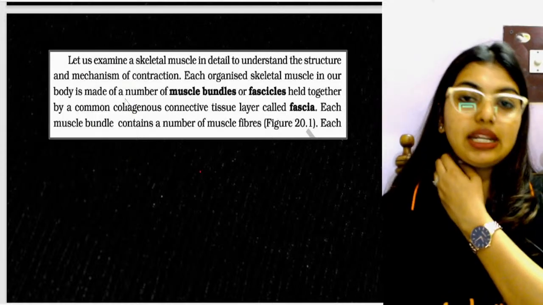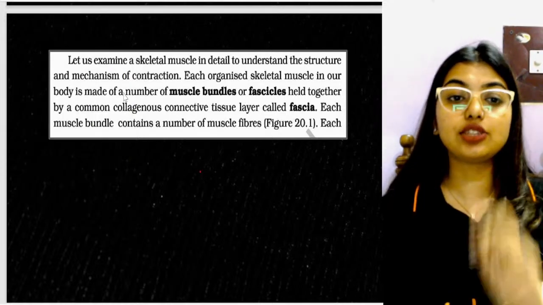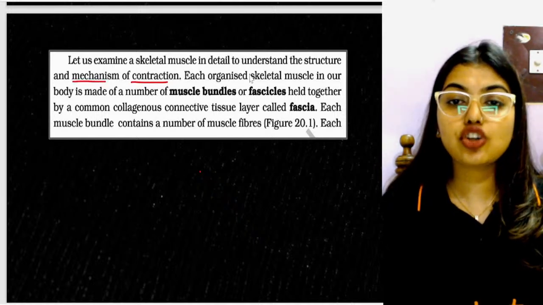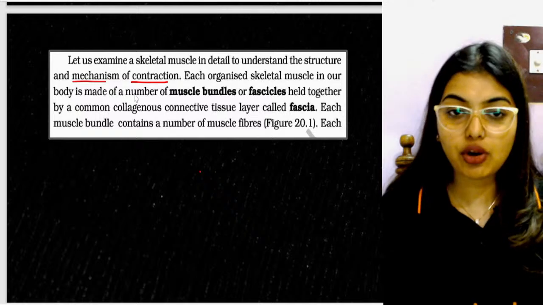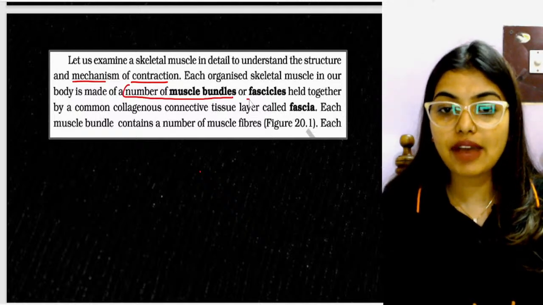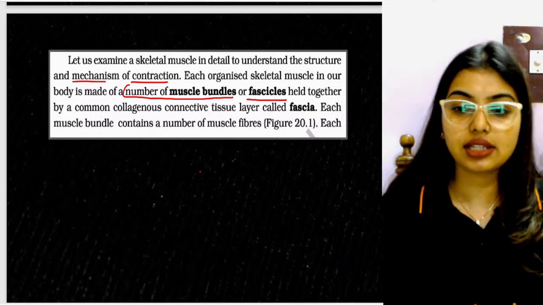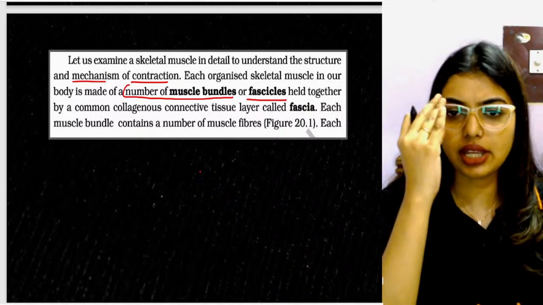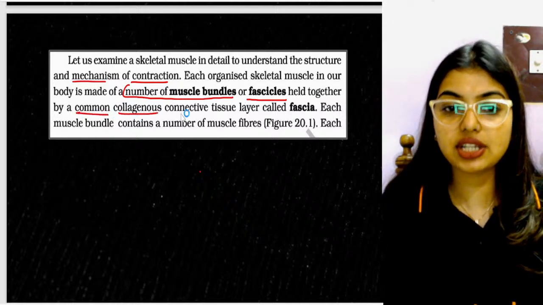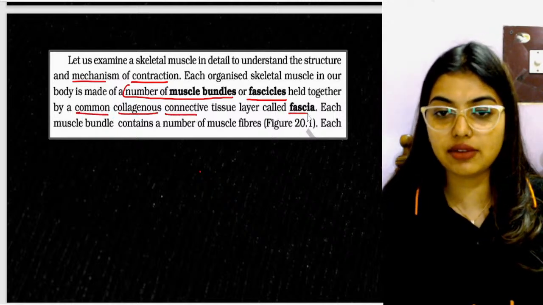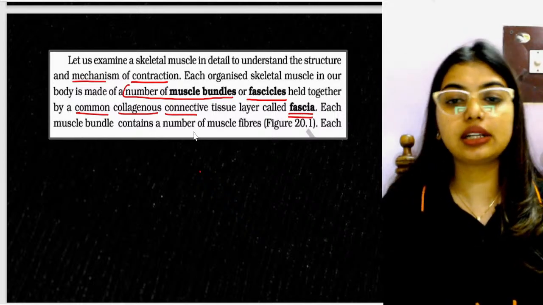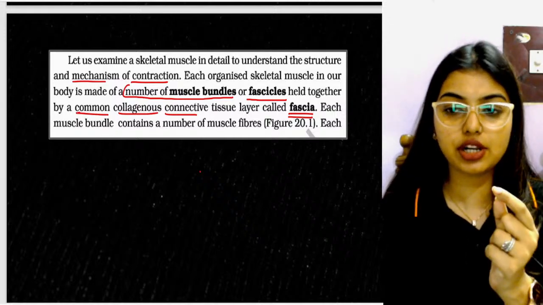Let us examine a skeletal muscle in detail to understand the structure and mechanism of contraction. Each organised skeletal muscle in our body is made up of a number of muscle bundles or fascicles. They are held together by a common collagenous connective tissue called the fascia. Each muscle bundle contains muscle fibers. That's what I told you.